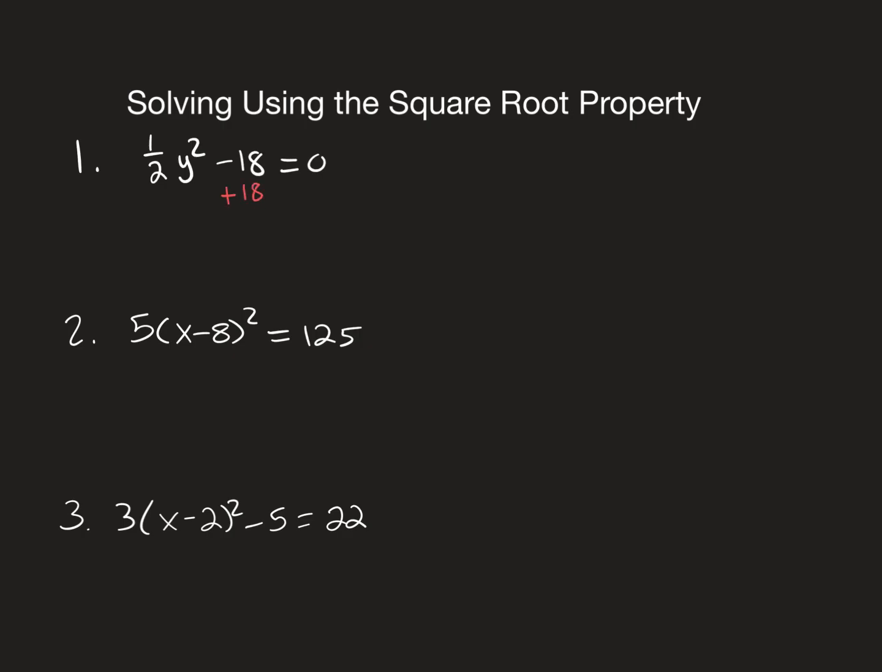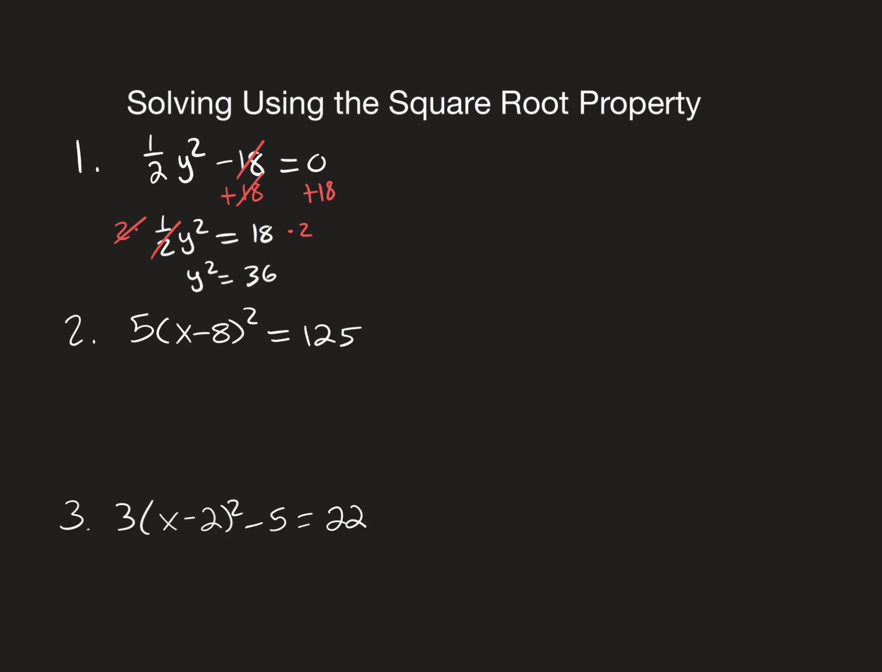So just like normal, we're going to add 18. These cancel out or undo each other. 1/2 y squared equals 18. Here they're multiplying by 1/2, so we are going to multiply by the reciprocal, which is 2. And when we do that, these will undo each other, and we'll be left with y squared equals 36.